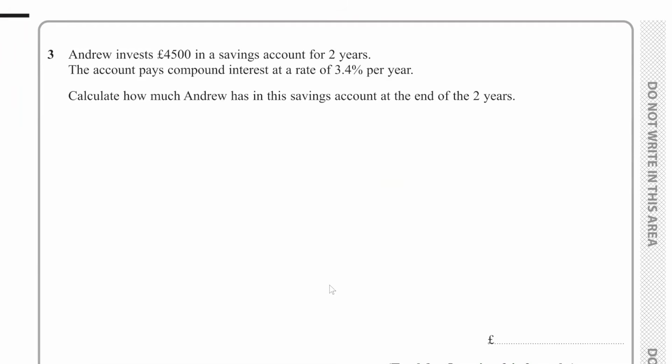Question 3. Andrew invests £4,500 in a savings account for 2 years. The account pays compound interest at a rate of 3.4% per year. Calculate how much Andrew has in this savings account at the end of the 2 years. So compound interest, we've got 4,500 to start with.